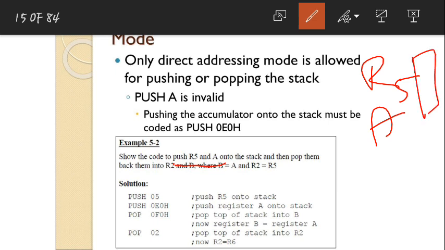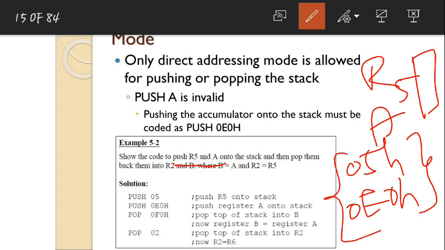What is the address of R5? 05H, I need to use this. What is the address of A? This. I should use both these addresses for pushing onto the stack. Now what is next? After that, pop them back into R2 and B. So whatever was present in R5 and A, 0E0H, I'll first store at this place.